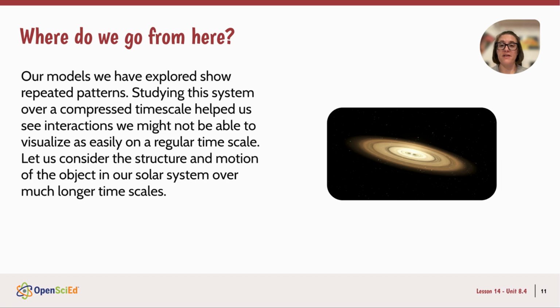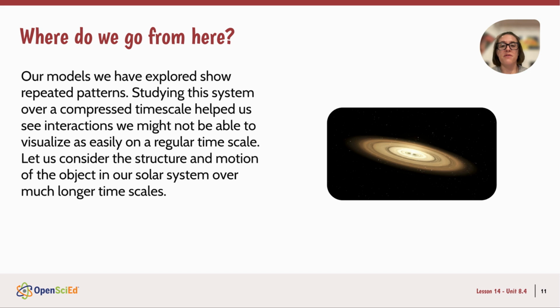Where do we go from here? So we've noticed that our models that we've explored show repeating patterns, and that studying this system over this shortened time scale where we could speed up the orbits really quickly and see what's happening over a shortened time frame really helped us visualize things that we couldn't necessarily notice on a regular time scale, especially since it takes an entire year for the Earth to go around the sun. Being able to see those orbits in a much quicker pattern makes it easier for us to know what's going on within the class period.